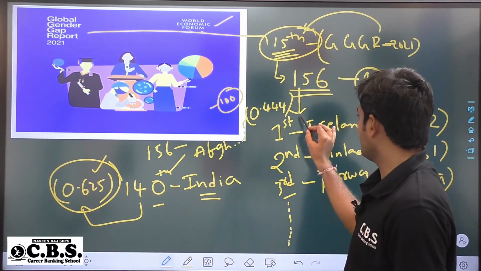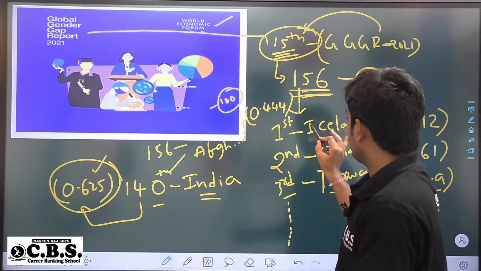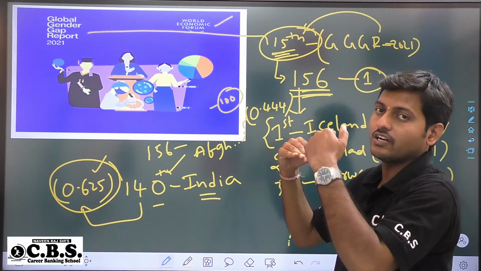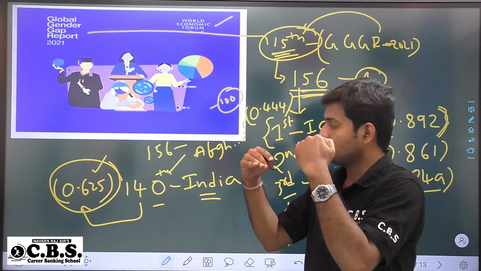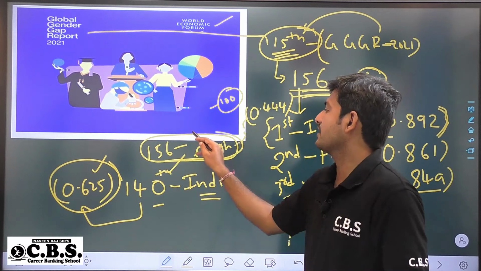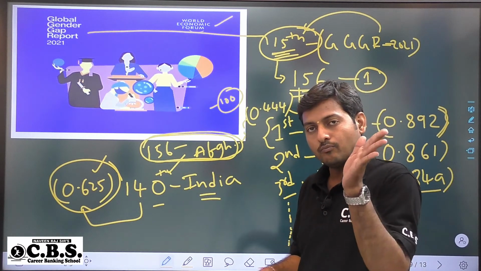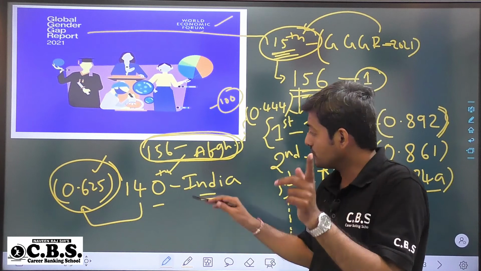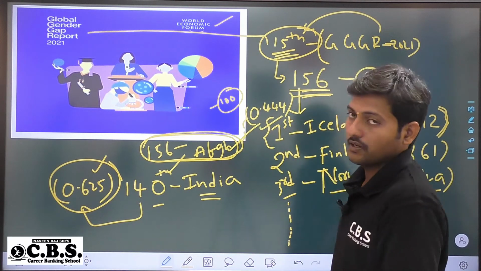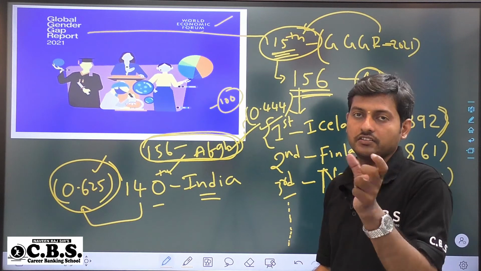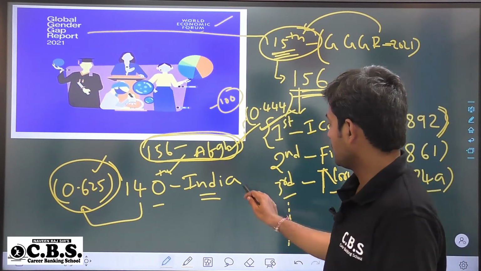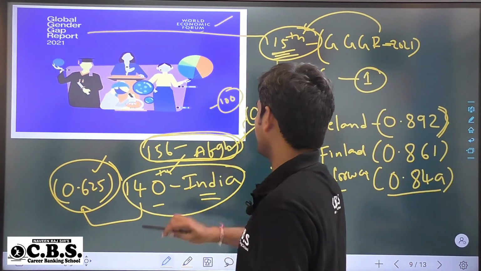So out of 156, Iceland is following gender equality. There is the least gender gap, meaning equality, in Iceland. There is more gender gap in Afghanistan. So India's rank is 140.